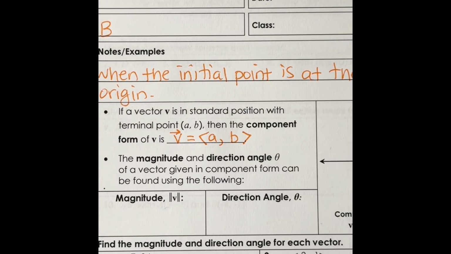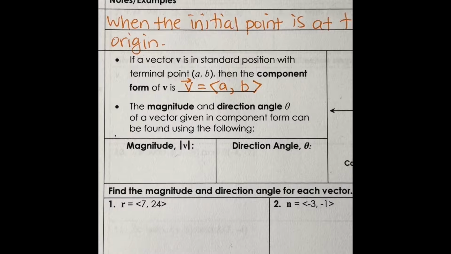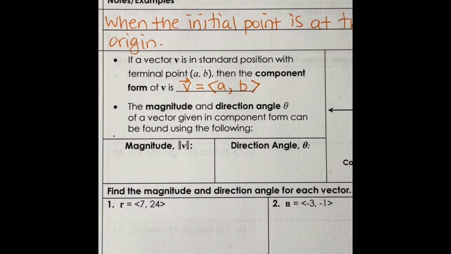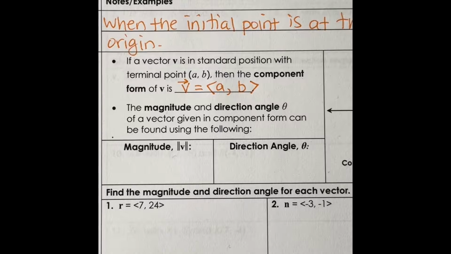All right, and then the magnitude and direction. We're going to talk about magnitude again. We are also going to introduce the idea of a direction angle. Last time we just talked about how we can sort of tell the direction based on the slope of the vector, but what we're going to do today is look at an actual way to do that.